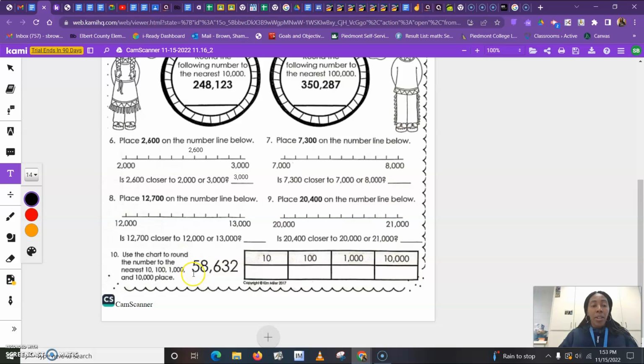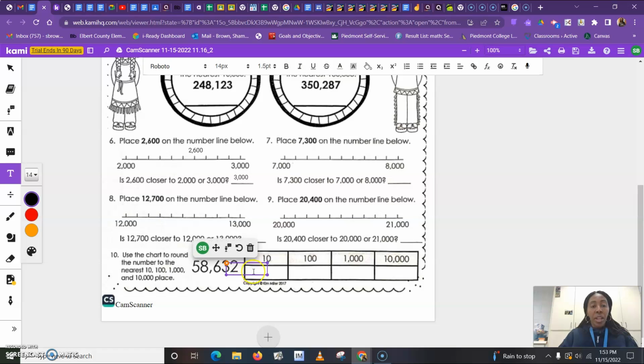58,632. So if you had to round this number to the nearest 10, I would look at the number in the tens place, which is the 3. And then I would look over to my 2. Is my 2 big enough to make that 3 round up to 40? Or is it small enough to where it's going to stay at 30? And I can already know by looking at it that a 2 is small, so this 3 is going to stay at 3. But everything else has to still go there too. So I have to write 5, 8, 6. Then my 3 will stay. Then my 2 will turn into a 0, because anything after my tens place will turn into a 0. So that's what that one would be.